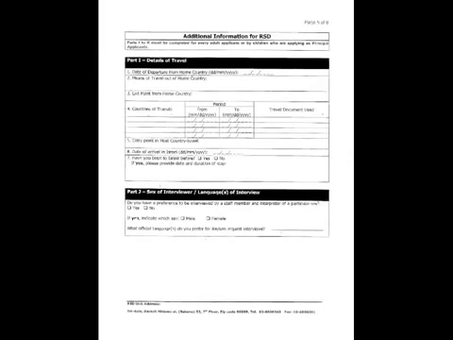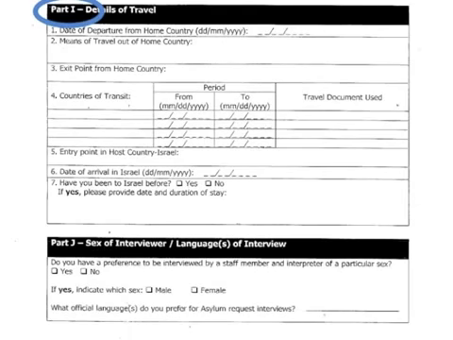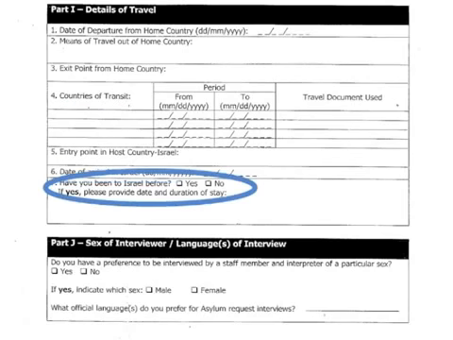Switching to page 5. We are now on page 5. Part 1 is about your journey to Israel. You will need to describe how you traveled, which countries you traveled through, and where and when you entered Israel. Here, you also need to state if you have been in Israel before.